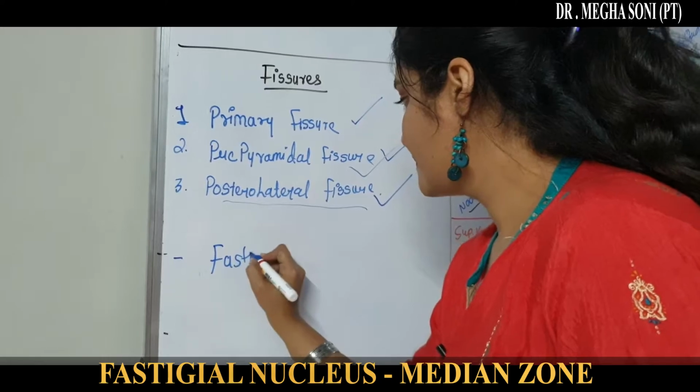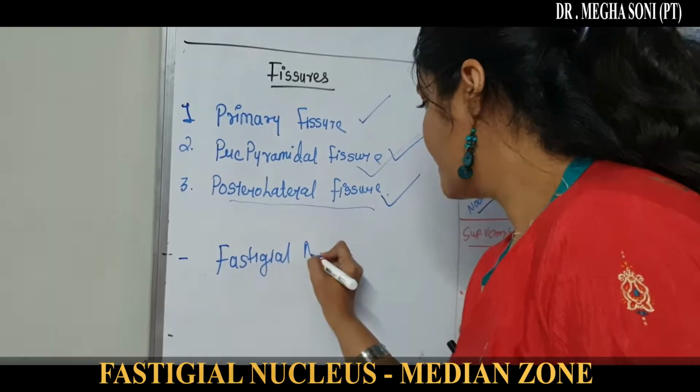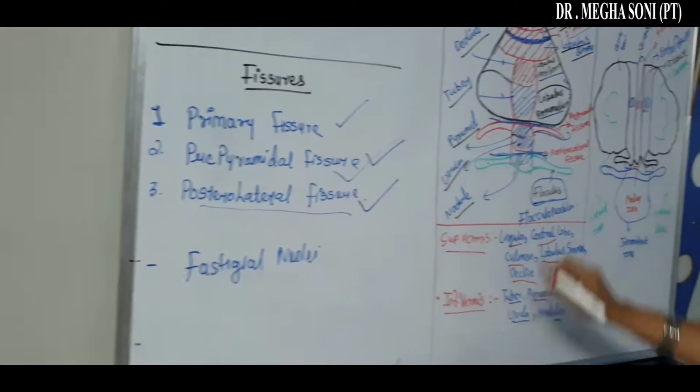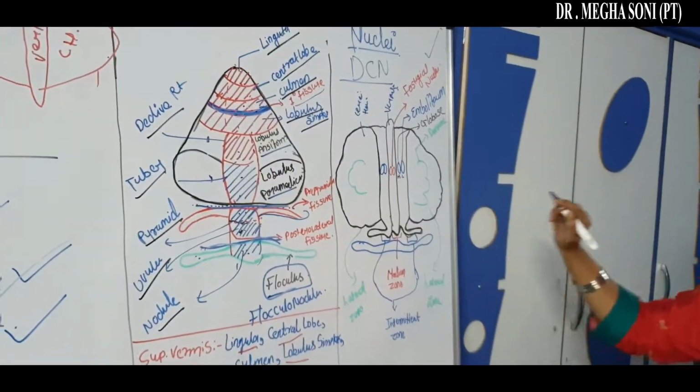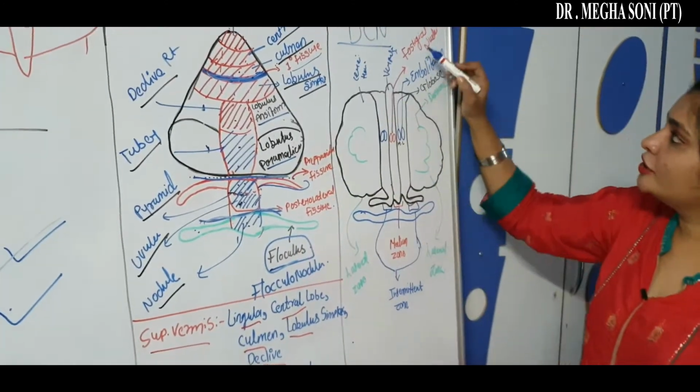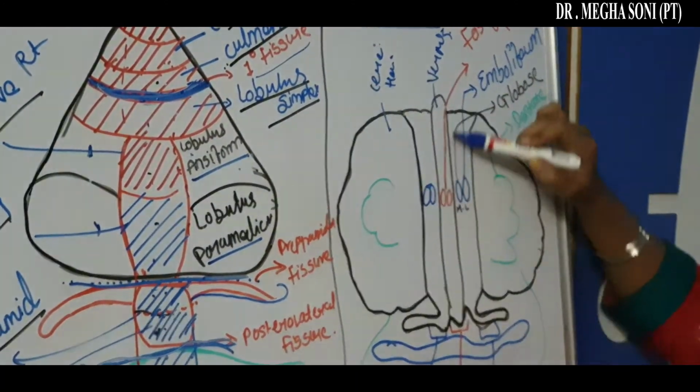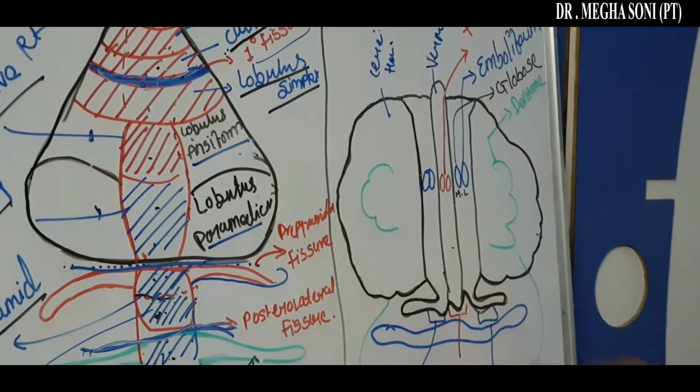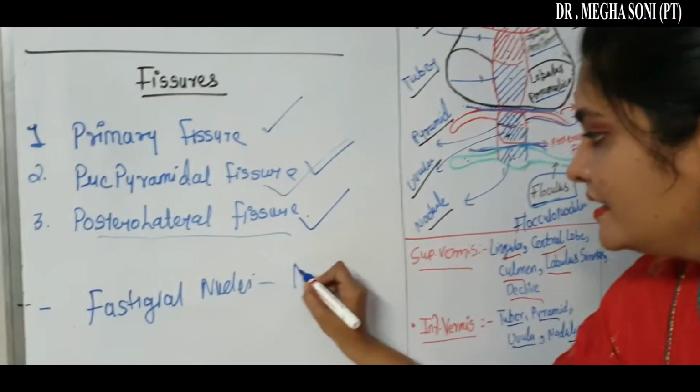Fastigial nuclei. Okay, fastigial nuclei are always in a pair, you can see. Fine. So fastigial nuclei is situated in the median zone, the vermis. Fine, it is situated in the median zone.